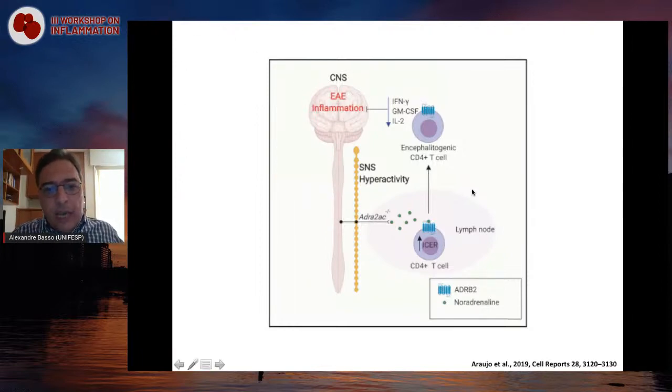I didn't have time to show you all the data today, but we saw that likely beta-2-AR signaling is increasing Yz expression, and this increased Yz expression is associated with the impairment in the generation of the encephalitogenic TCR responses, with reduced interferon gamma, IL-2, and GM-CSF production upon antigen-specific stimulation.